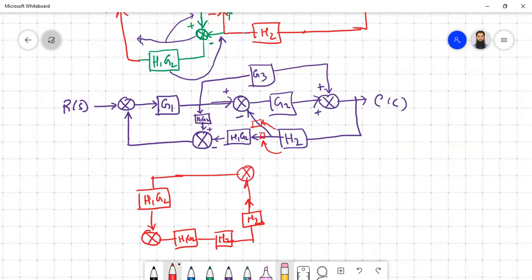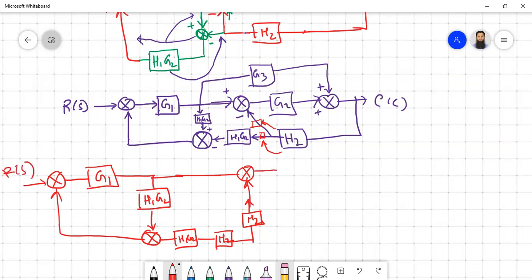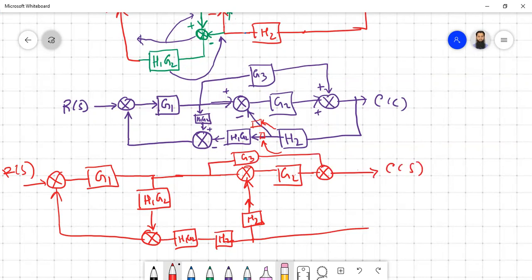Okay, so then you have your G1 here. Then another summing junction. So from this summing junction, you have this one, then you have RS, and then you have your G2, as well as don't forget about G3. Okay, so those are going to the next summing junction. And this is your stress. Now this is feedback.